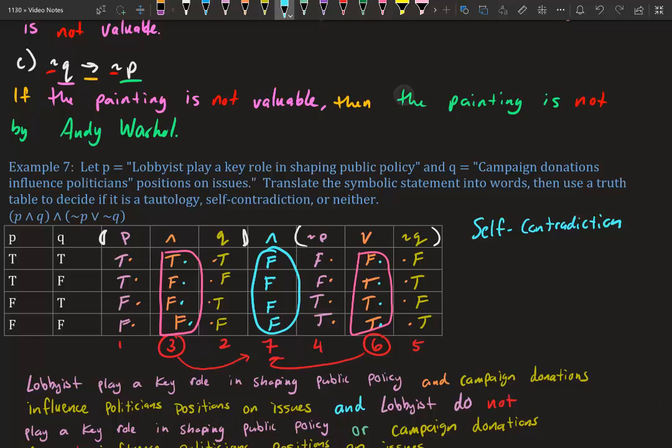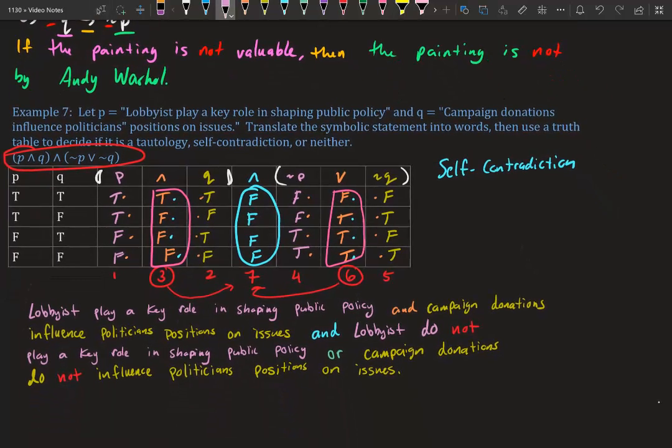So we're actually going to take this and turn it into words. So we have P, which represents lobbyists play a key role in shaping public policy. We have a connector of and, and then we have Q, campaign donations influence politicians' positions on issues. We have another connector of and, and then we have negation P, so lobbyists do not play a key role in shaping public policy. We have a connector of or, and then we have negation Q, so campaign donations do not influence politician positions on issues. So you can actually read it that you're contradicting yourself.